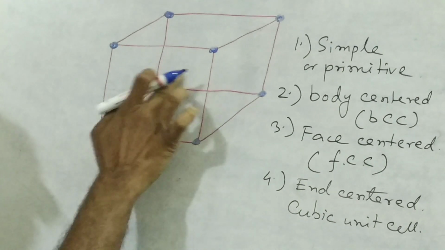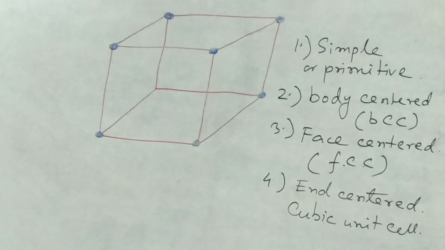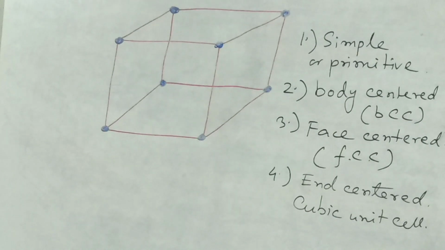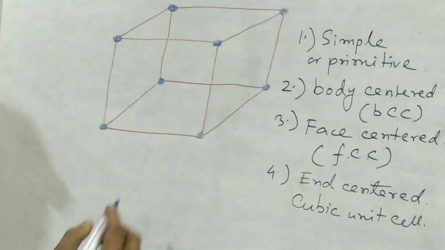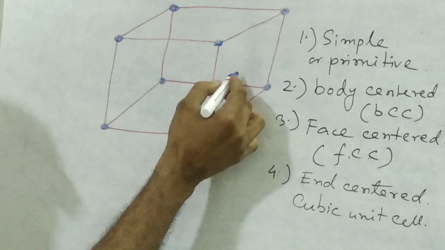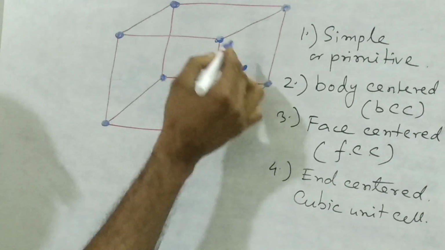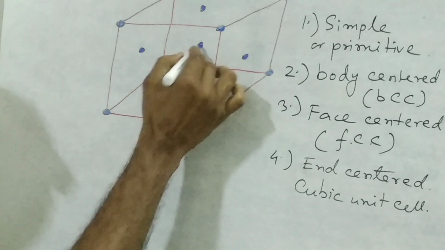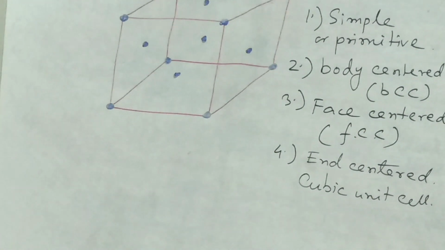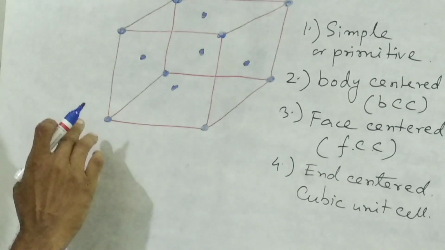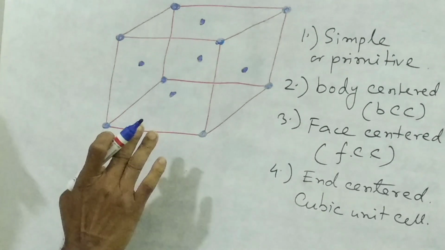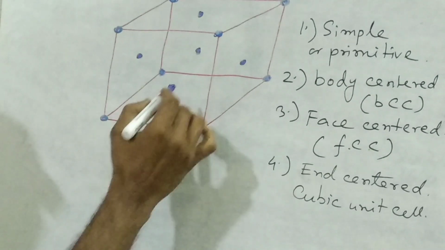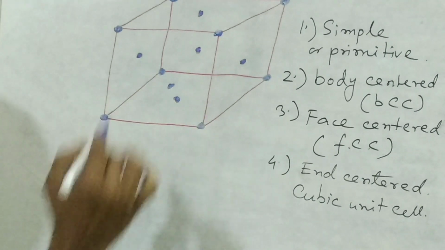Now, face-centered unit cell. Along with 8 particles at 8 corners, there are 6 additional particles at each of the 6 faces of the cube, and this is called the face-centered unit cell. You see, along with the corner there are 8 particles, and at each face there are 6 particles. Okay? 6 particles.